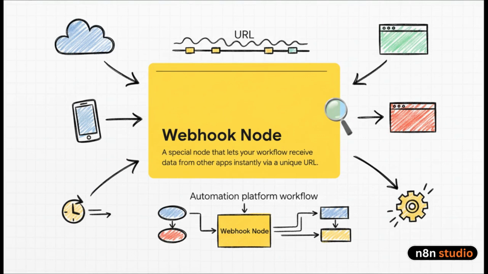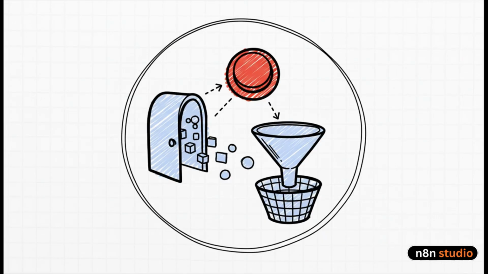So what is it, really? Let's get the official definition out of the way. A webhook node, at its core, is a special node that gives you a unique URL. Think of it like a personal web address. When another app sends data to that specific address, your workflow kicks off immediately. No delay. That's it.